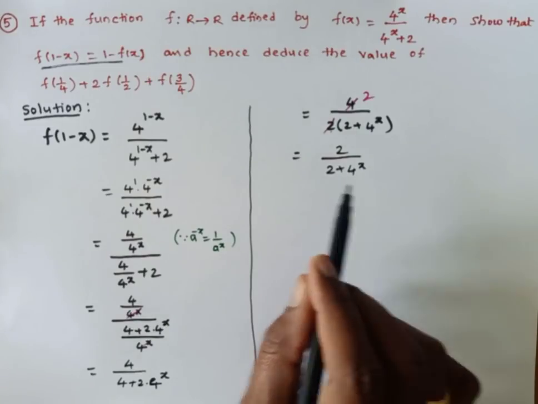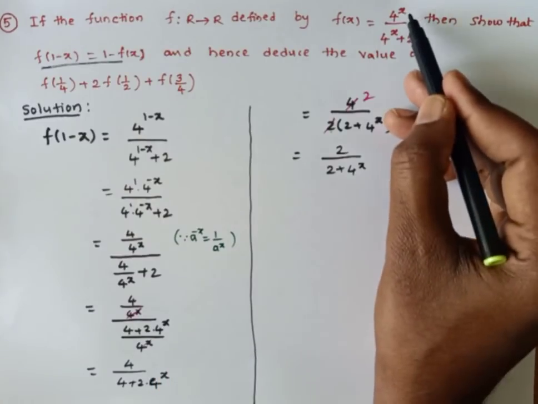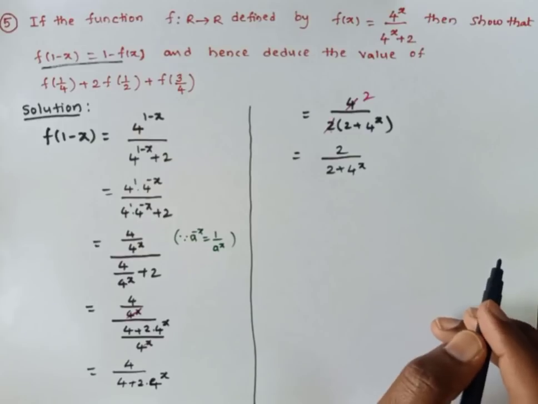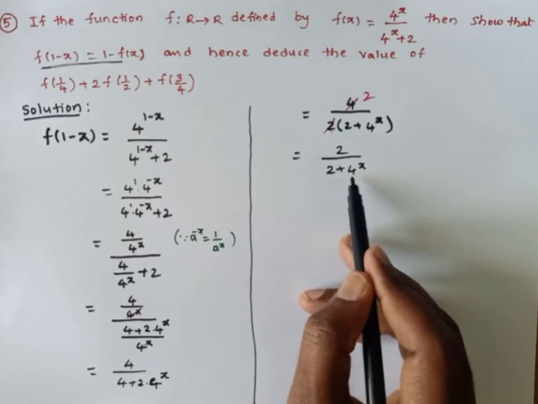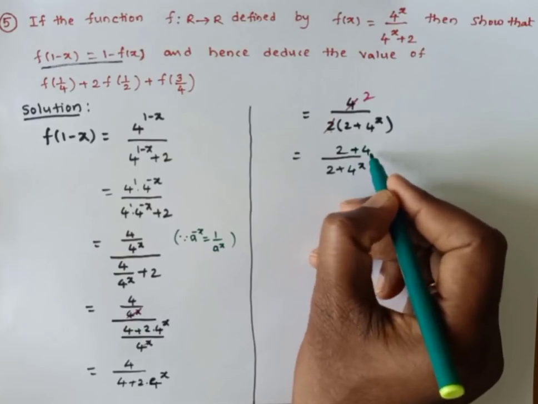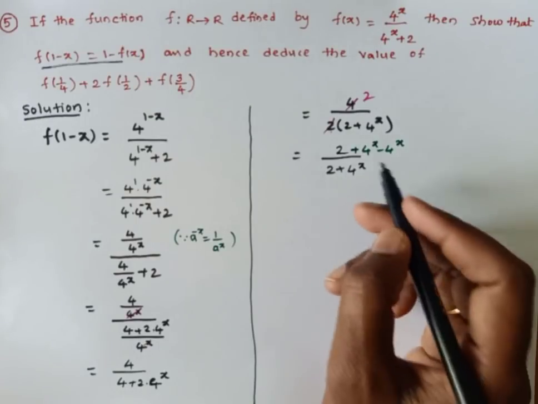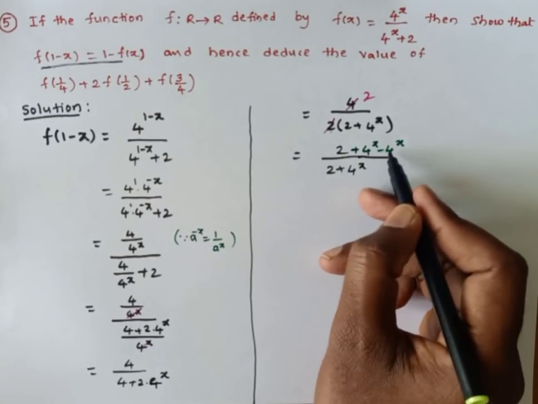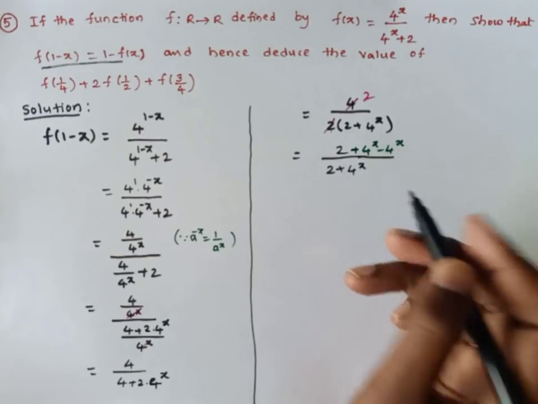Now, we need to express this in 1 minus f of x form. 1 minus f of x means 1 minus 4 power x by 4 power x plus 2. See here you can observe, in the numerator only the 2 is there, and the denominator 2 plus 4 power x is there. If we add and subtract 4 power x in the numerator, then what happens? Here I am adding and subtracting 4 power x in the numerator, 4 power x minus 4 power x. If we cancel these two terms, then we get 2 by 2 plus 4 power x only.